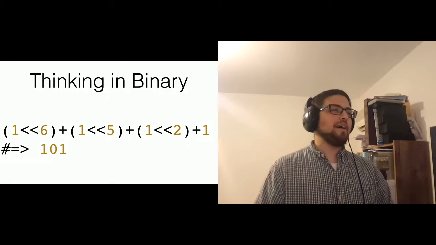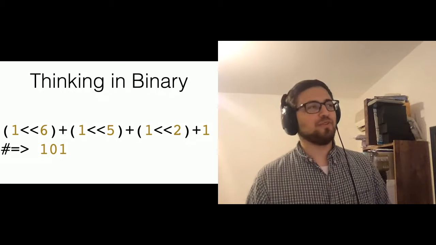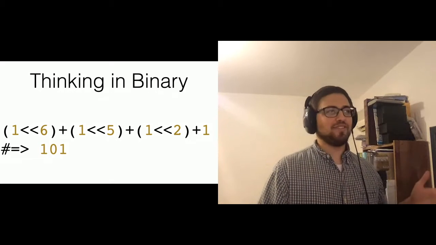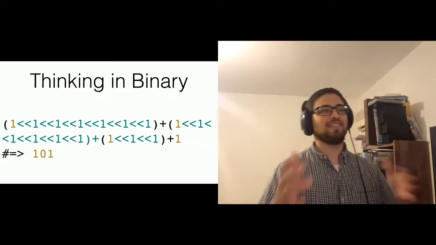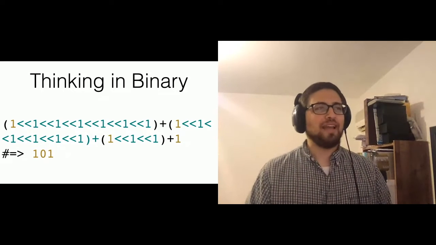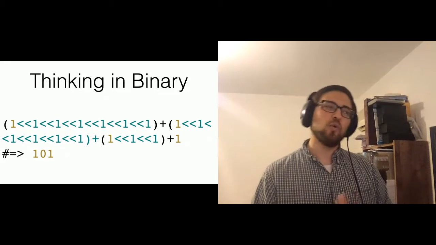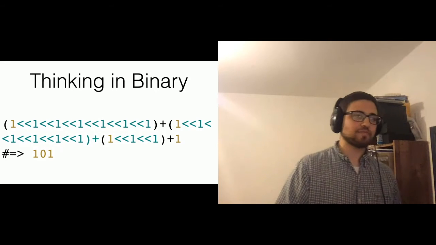But again, we don't want to use a lot of numbers. So instead of bit shifting to the left 6 places, we could just bit shift to the left 1 place 6 times. Same thing for 5 and 2. And now we're again down to ones. And all we have left to do is get rid of the ones.